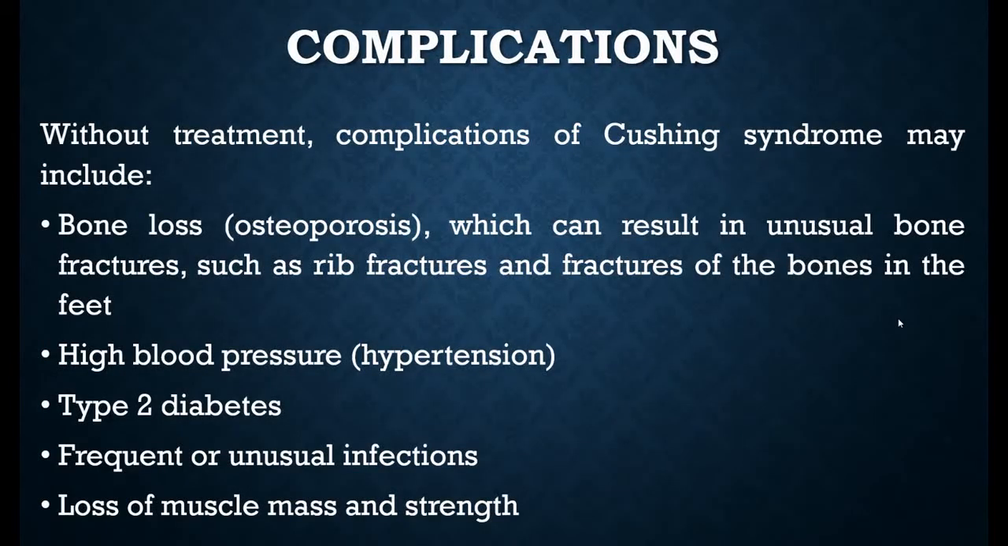Complications: Cushing syndrome may have complications like osteoporosis, that is, bone loss, hypertension, or type 2 diabetes, and there may be frequent infections and loss of muscle and strength.